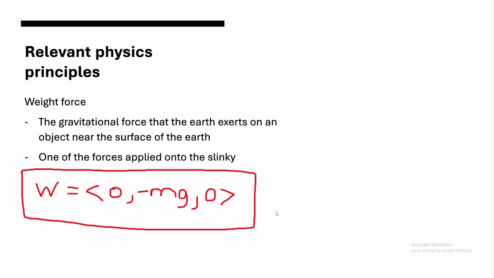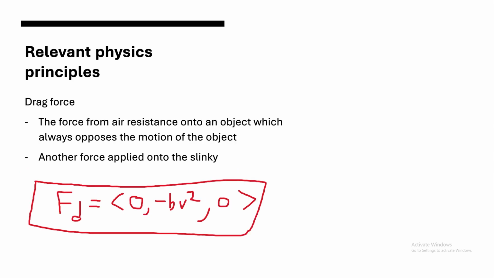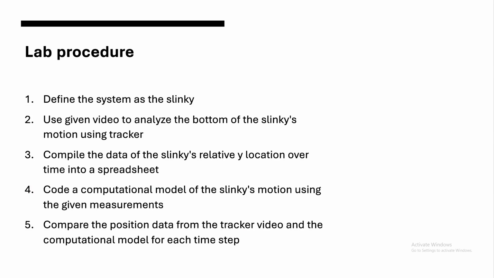Then we have the weight force, which is the gravitational force that the Earth exerts on an object near the surface of the Earth, and this is one of the forces applied onto the slinky. The second one is the drag force, which is the force from air resistance onto an object, which always opposes the motion of the object, and this is another force that's applied onto the slinky.